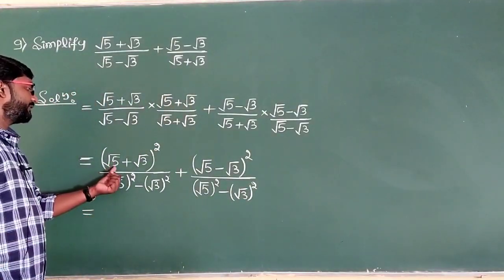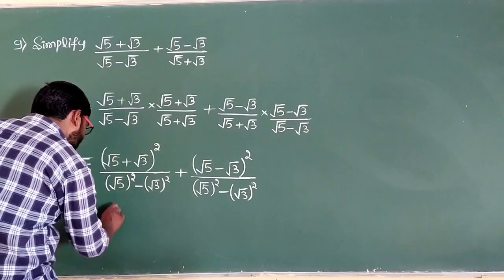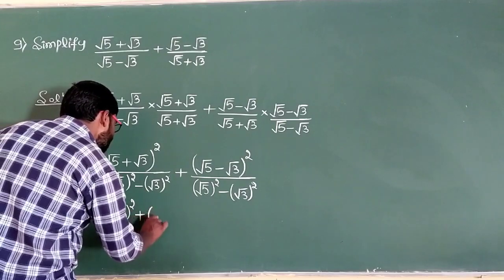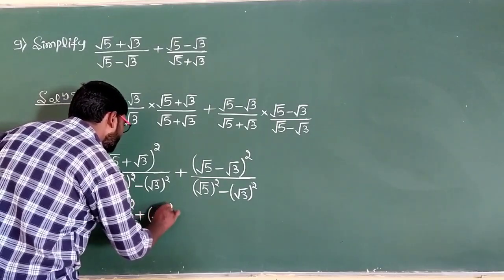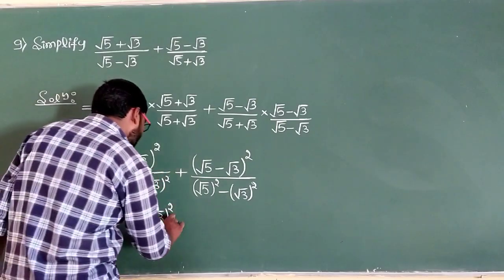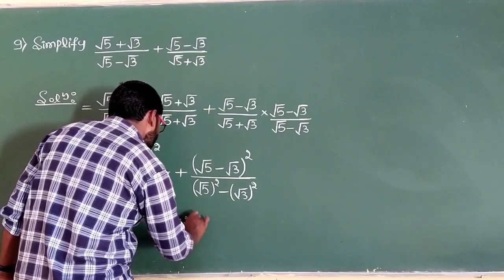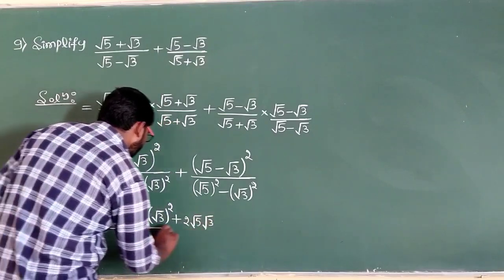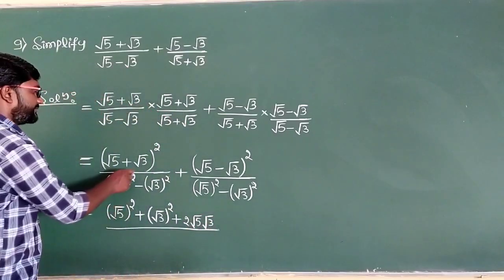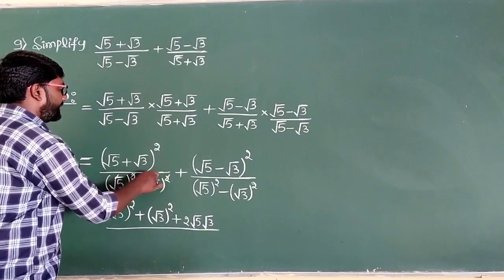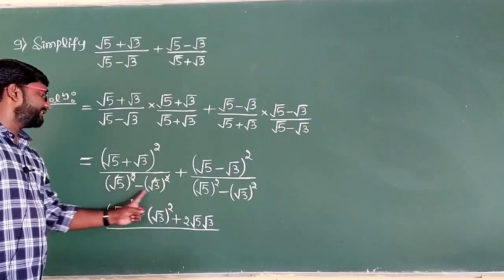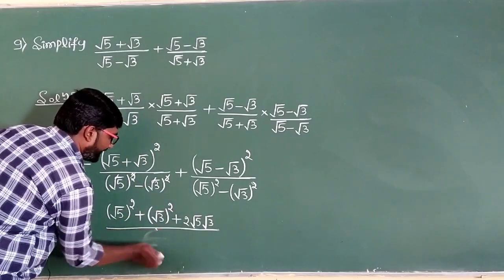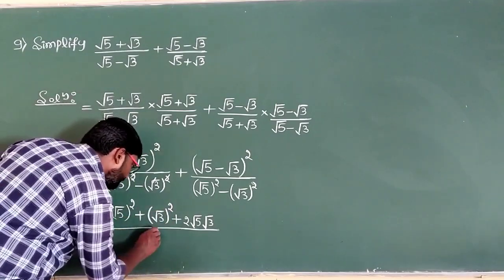So expand this now. A plus b the whole square is a square, that is root 5 the whole square, plus b square, root 3 the whole square, plus 2ab, that is 2 times root 5 into root 3, divided by, so here square and root get cancelled, square and root get cancelled. 5 minus 3 it is 2. I am writing it directly now. 5 minus 3 which is 2.